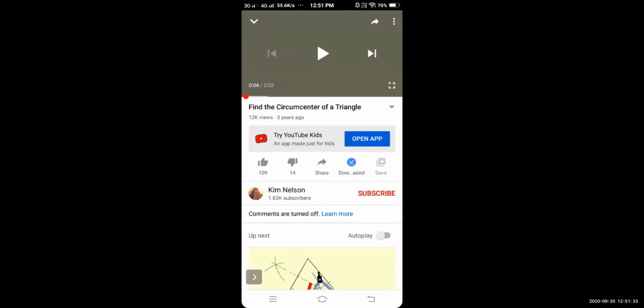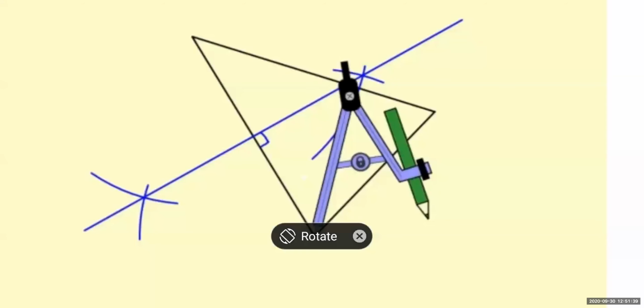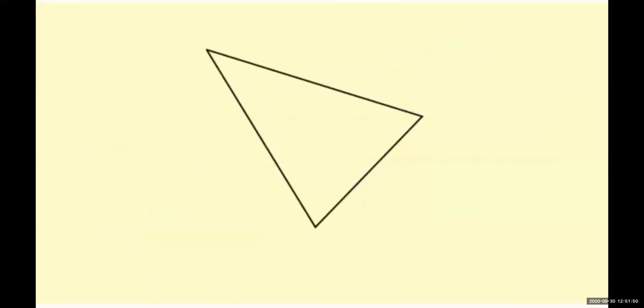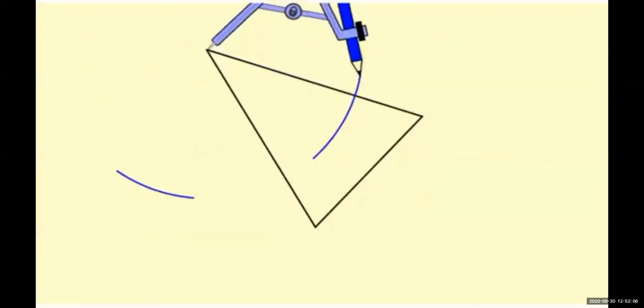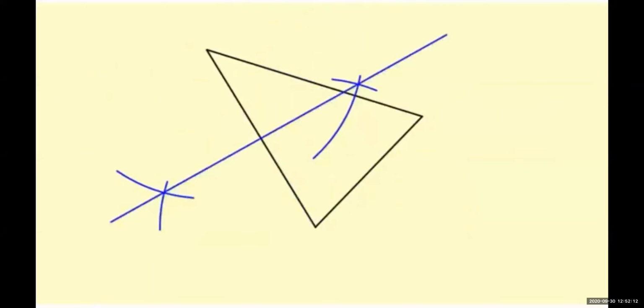Here you can see, the circumcenter of a triangle is the point where the perpendicular bisectors of each side of a triangle intersect. That intersection is called the circumcenter. Here it is a triangle. For this, we need to draw the perpendicular bisectors. So how to draw them? Take the two endpoints of the segment, mark from them, get two points, and join them.